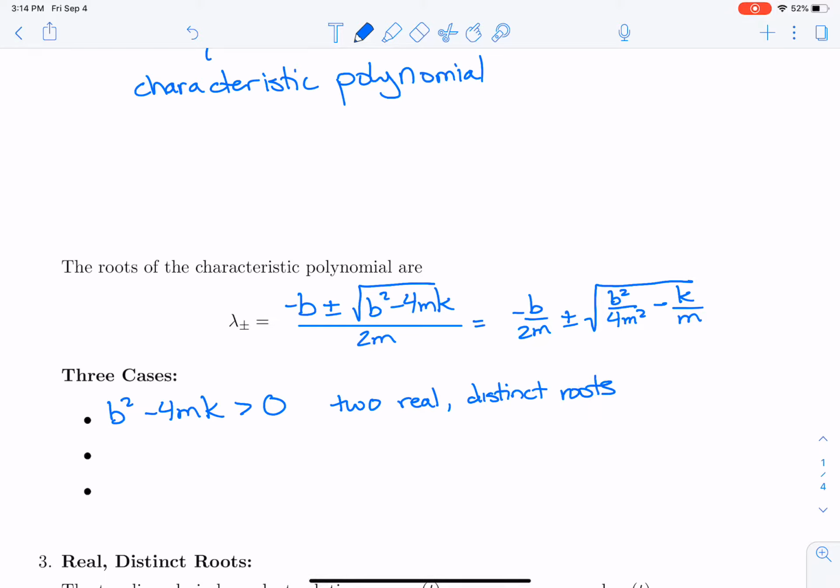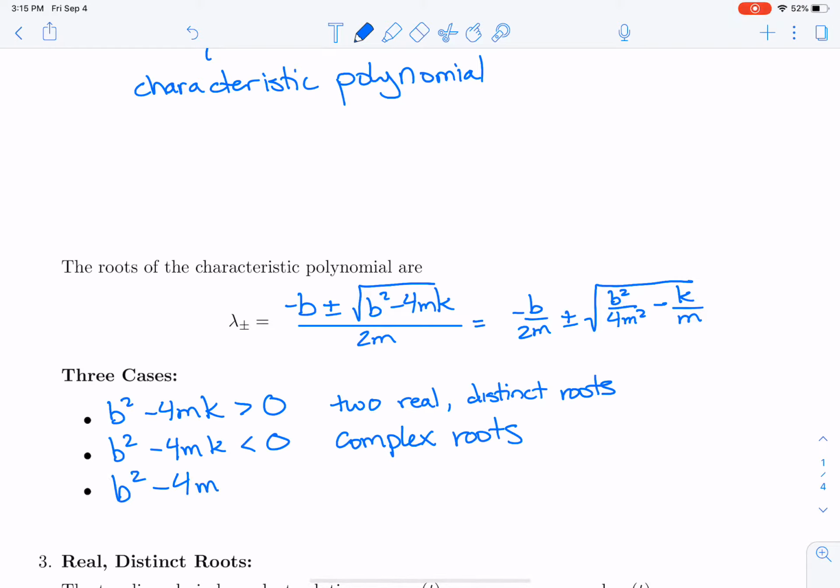Now it could be that b squared minus 4mk is less than 0. Now I'm taking the square root of a negative number. That means I could end up with complex roots. And then finally, I could have that b squared minus 4mk could equal 0, in which case the term in the square root is 0, and so I'm going to end up with one root, or repeated roots.